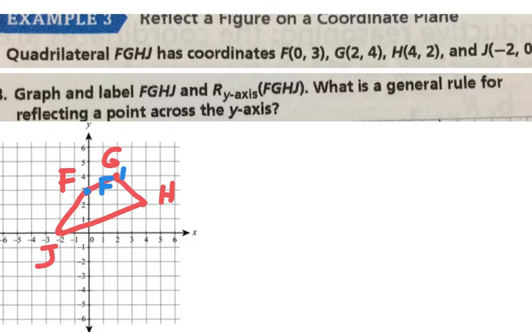Let's look at G. G used to be at 2, 4. If I reflect that over the y-axis, what are the new coordinates going to be? Negative 2, 4. Absolutely. So right here, this point would be G prime. Okay, look at H. H used to be at 4, 2. Now it's going to be at negative 4, 2. So this is H prime. And then J used to be at negative 2, 0. So it's going to get reflected this direction to positive 2, 0. So this is my point J prime.